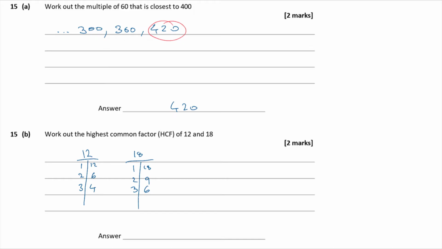Okay, so which is the biggest number on both of those lists? Well, I can see a 1 in both, I can see a 2 in both, I can see a 3 in both, I can see a 6 in both. But the biggest one, obviously, is going to be that 6. Okay, so that makes the HCF of these two numbers equal to 6.